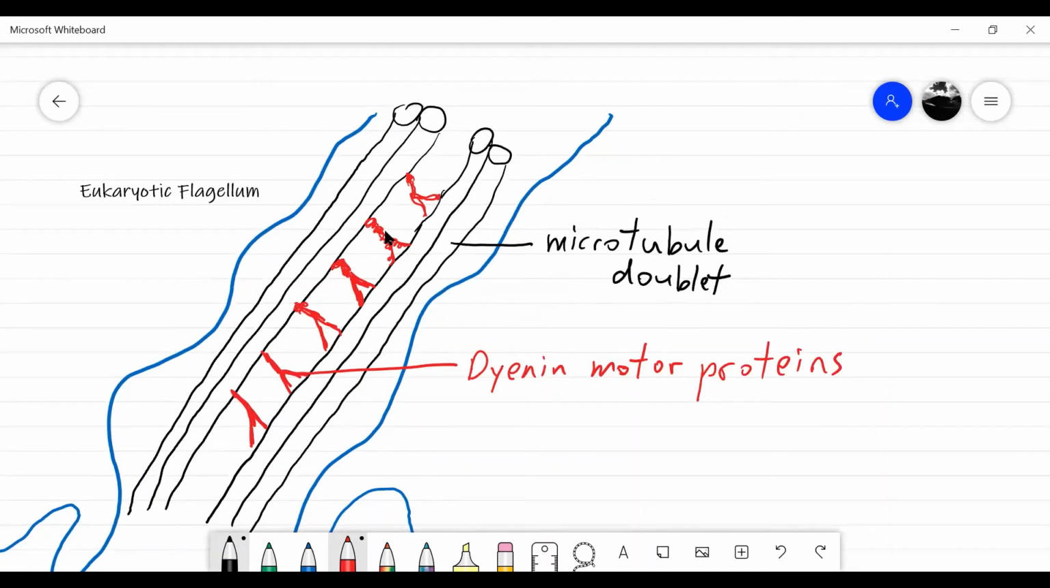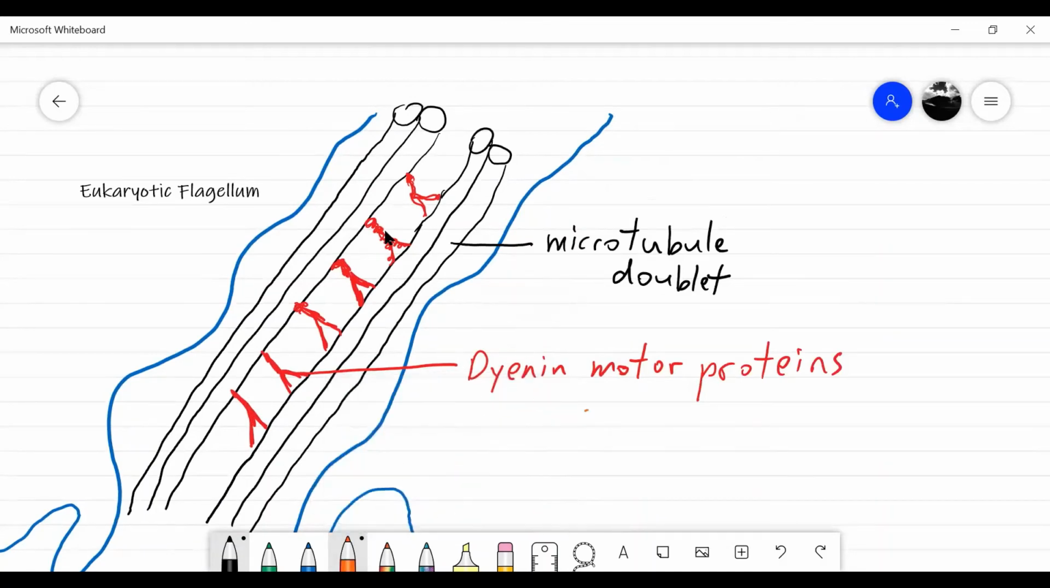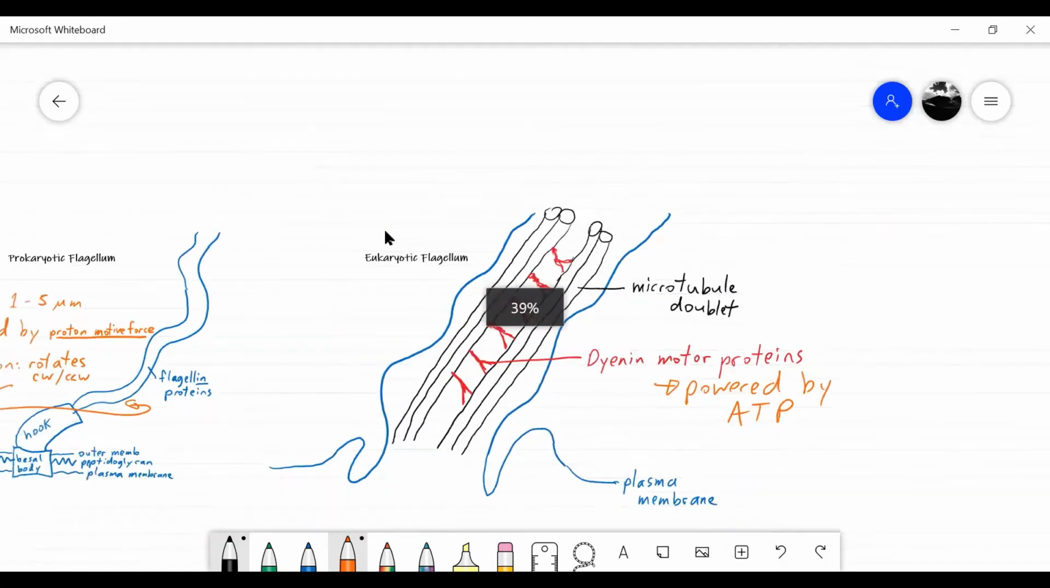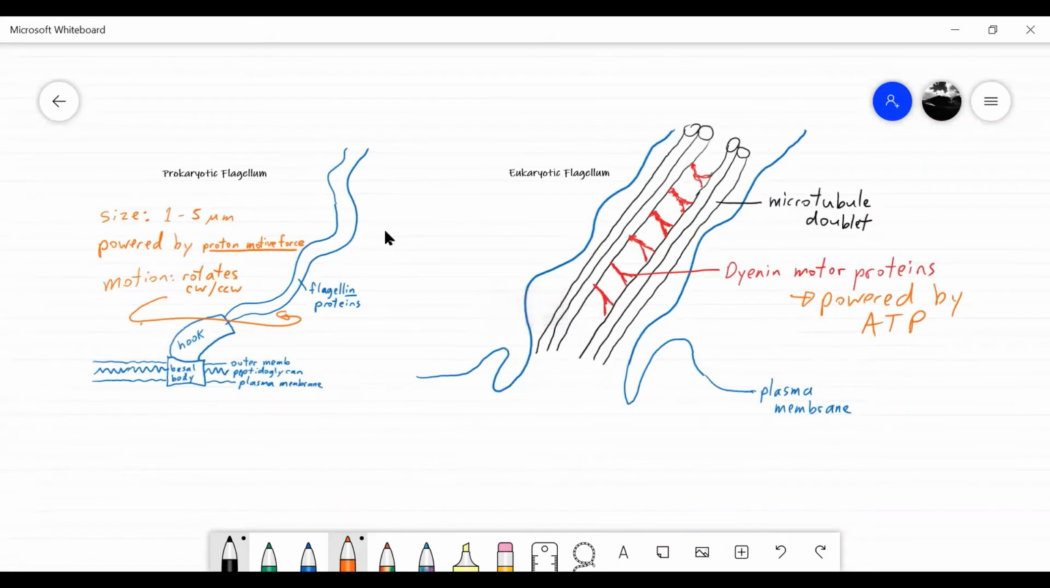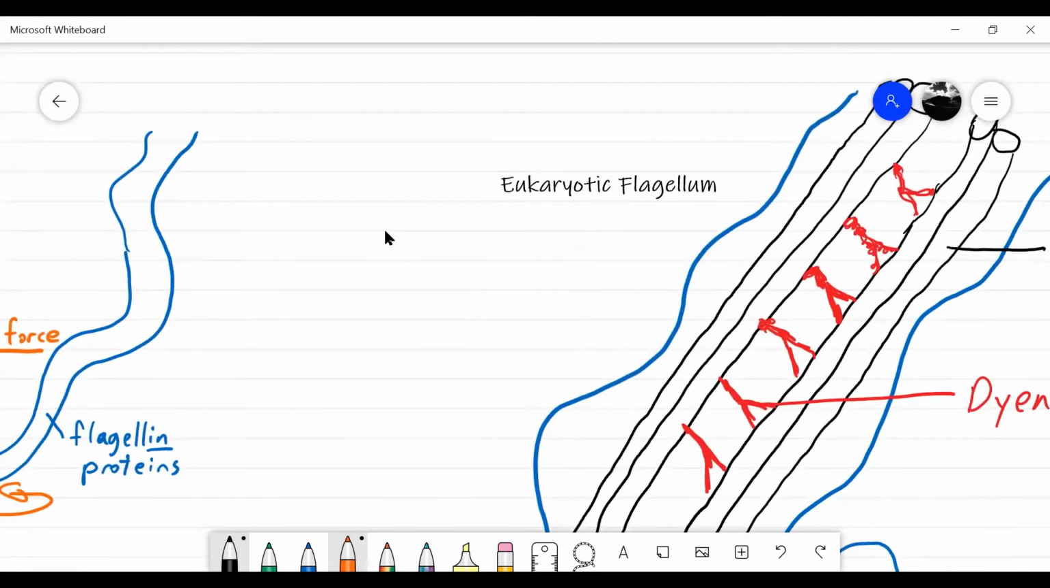Okay, so let's make a few notes about this whole thing, just like we did with the last one. First note is what this is powered by, and we already mentioned that in the PowerPoint. This is powered by ATP. What else did we talk about? The motion. Where can I put the motion? I'll put the motion right over here. So the motion is back and forth.